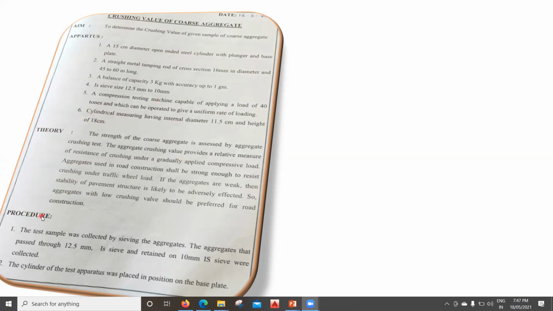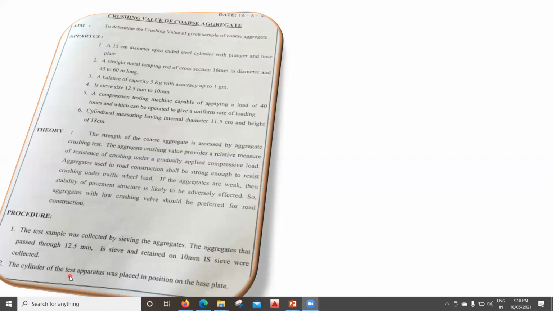To start with the procedure, you have to take a test sample, and the test sample was collected by sieving the aggregates. The aggregates that passed through the 12.5 mm IS sieve and were retained on the 10 mm IS sieve were collected. That means you have to take aggregates, pass them through the 12.5 mm sieve and do the sieving. Whichever is retained on the 10 mm sieve, that you need to collect.